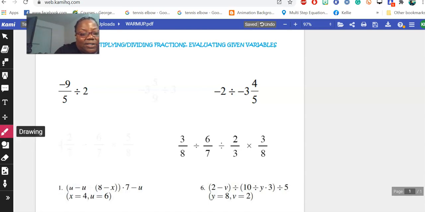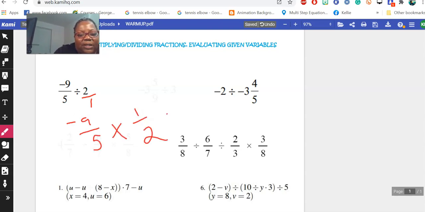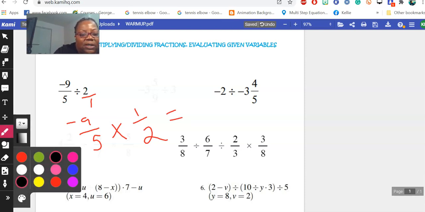Remember, with dividing fractions, I have -9/5. I'm going to keep the first one, right? Changing this into a fraction. And now I'll keep the first one the same, change division to multiplication, and flip. And then I don't see anything I can reduce. Nothing is going to reduce this way, I already know that for sure. And then I'm going to multiply straight across.